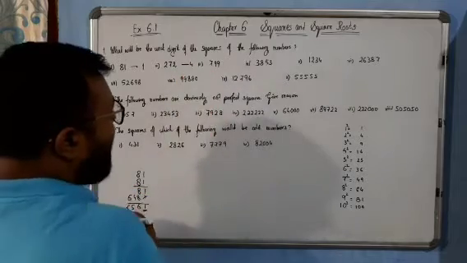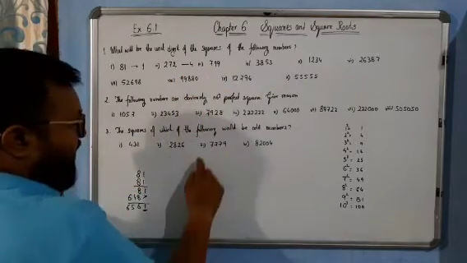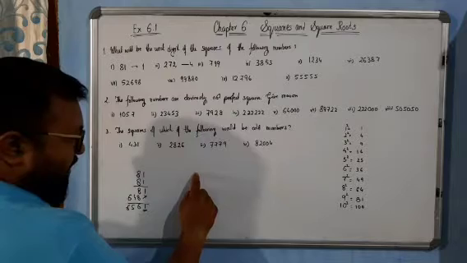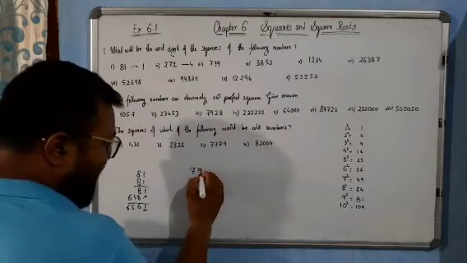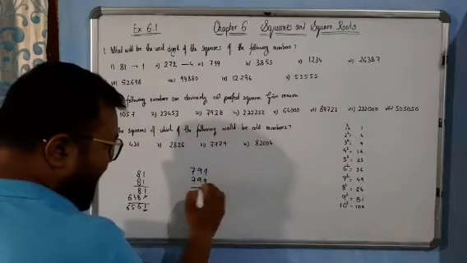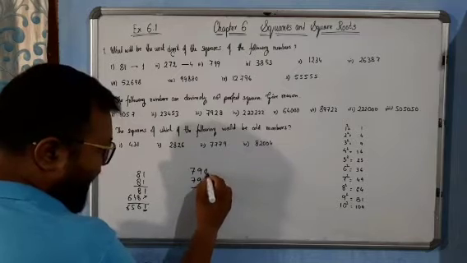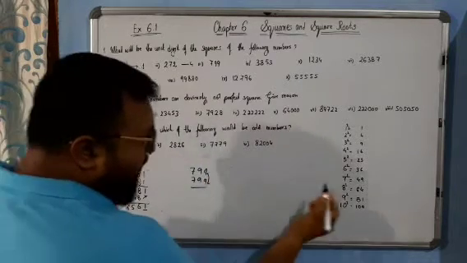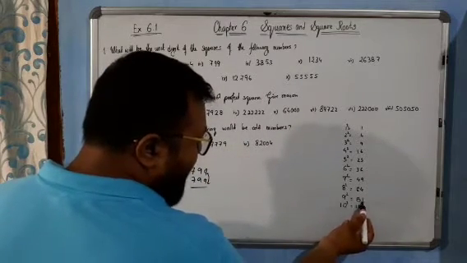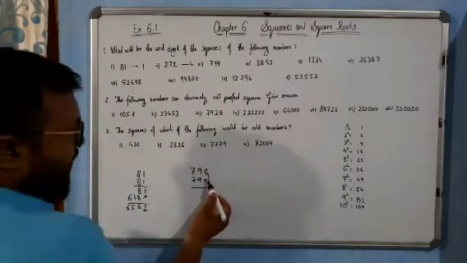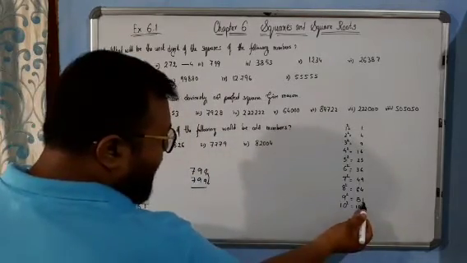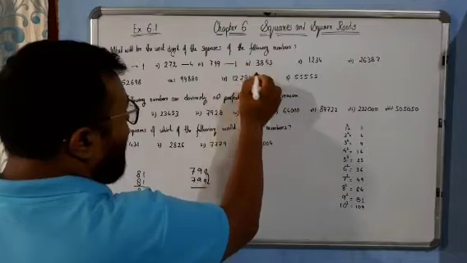It's very simple. Here 799. If you multiply 799, ultimately what we are doing? We are multiplying 9 into 9. 9 times 9 is 81. We will get 1 here. So we will write 1.